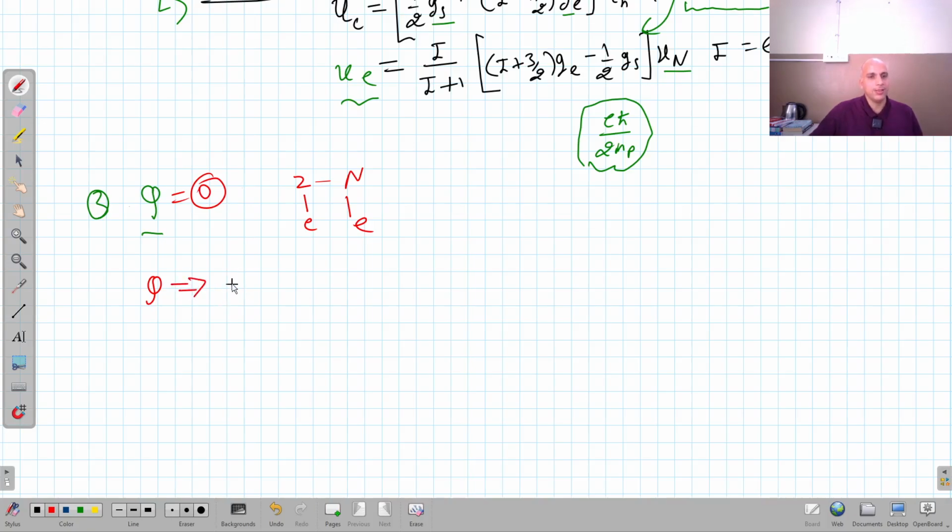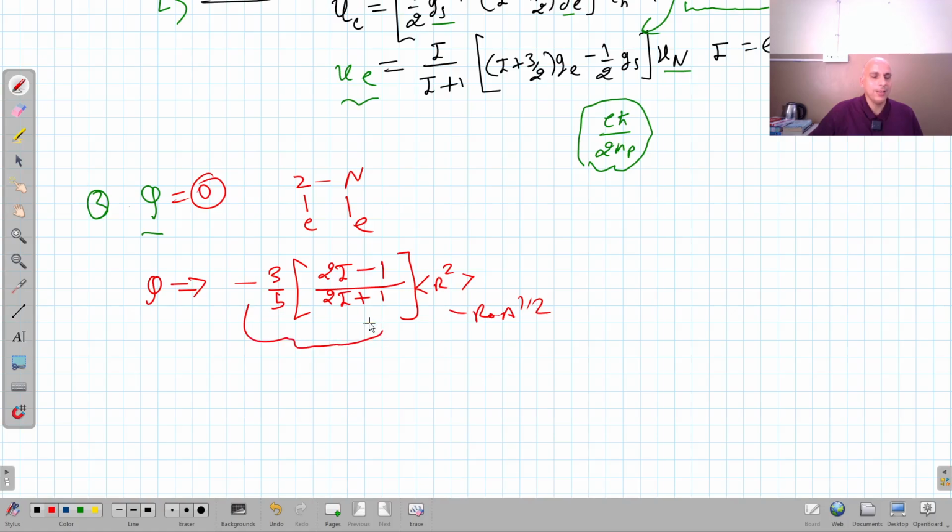And according to this shell model, it has the formula Q equal to minus 3 by 5 into (2I minus 1) divided by (2I plus 1) into average value of the radius square. Here R we know very well, it is equal to R naught A power 1 by 3. So this is the formula that the shell model predicts for calculating the quadrupole moment. And again the same logic, according to this shell model, quadrupole moment arises only when we have an unpaired nucleon, right? For paired nucleons it is equal to 0 and the nucleus is spherically symmetric.